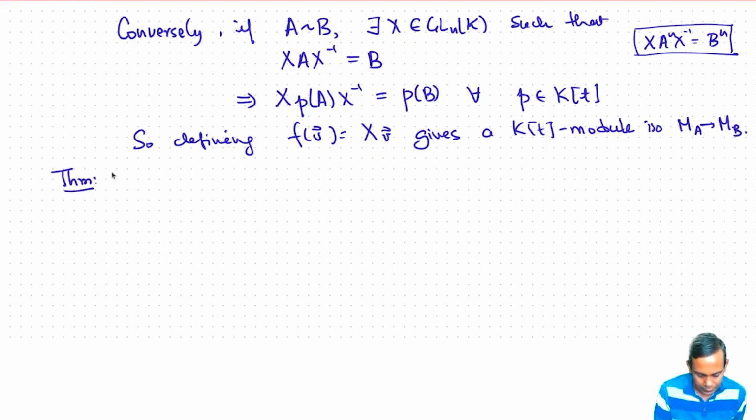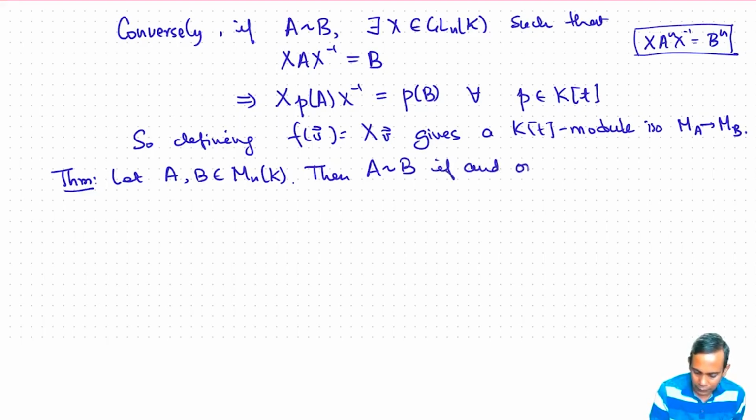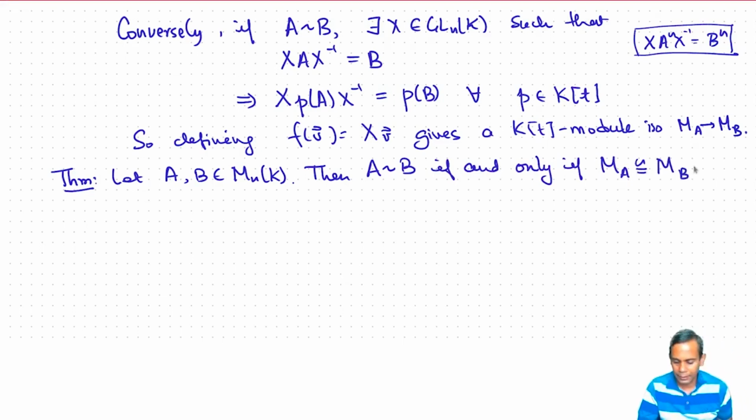So the upshot of this is the following theorem: if you have two matrices A, B in M_n(K), then A is similar to B if and only if the module M_A is isomorphic to the module M_B. The K[T]-modules M_A and M_B are isomorphic.